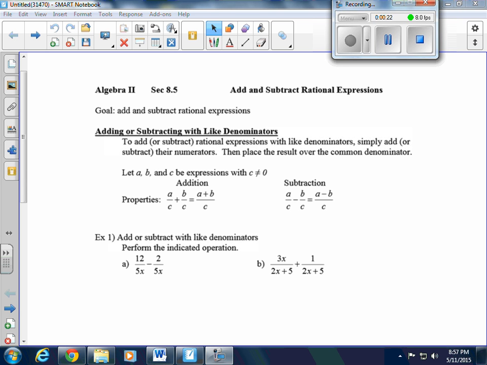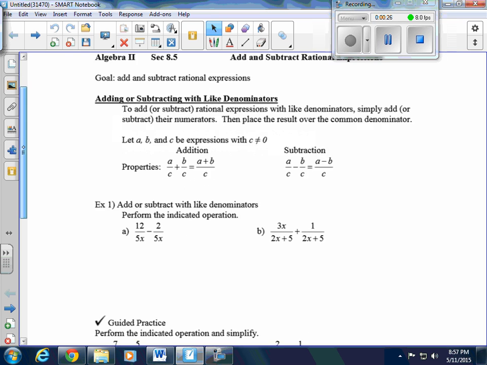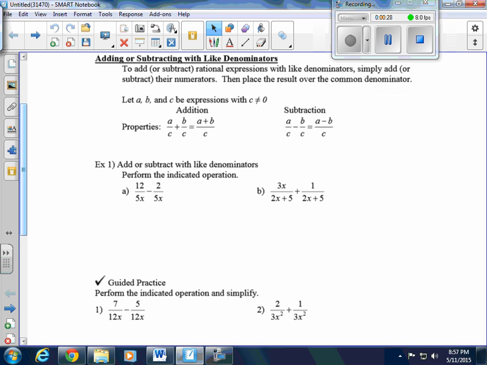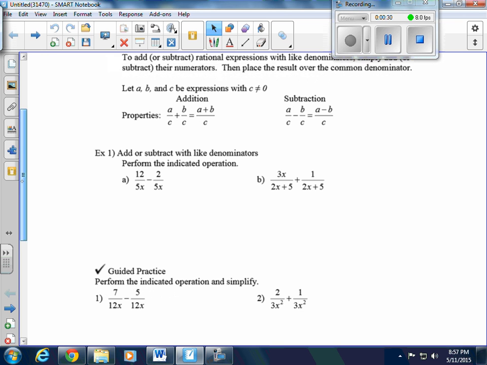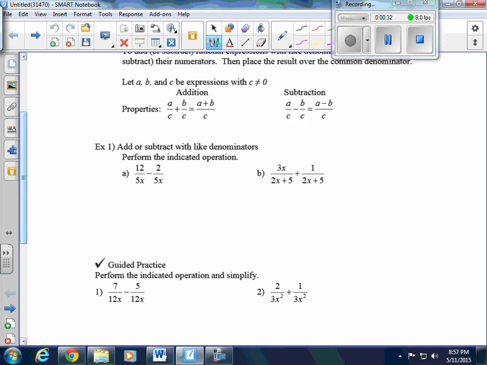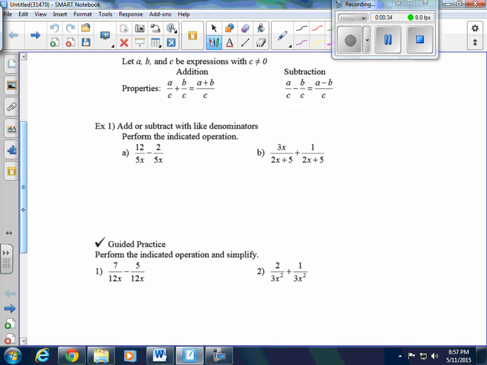In these first few examples, they already have a common denominator. So we're just simply going to add the numerators and write it over that common denominator. So if we look at example 1, it's going to be 12 minus 2, which is 10, over 5x. And then we have to check, does that reduce? And in this case, it does. We can take a 5 out of both of those. And so our answer is going to be 2 over x.